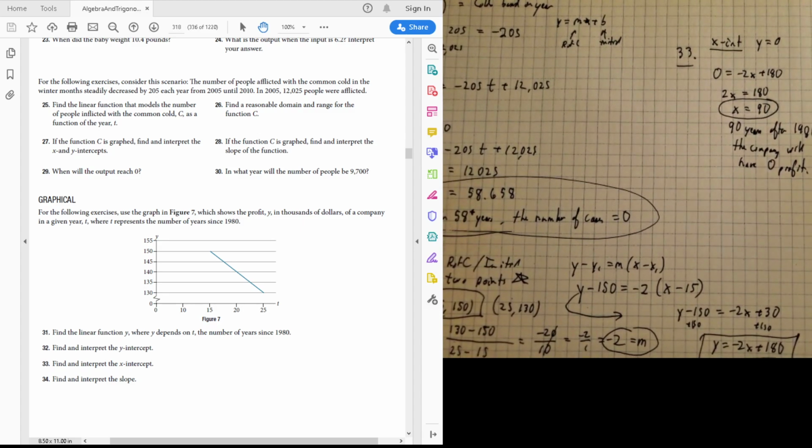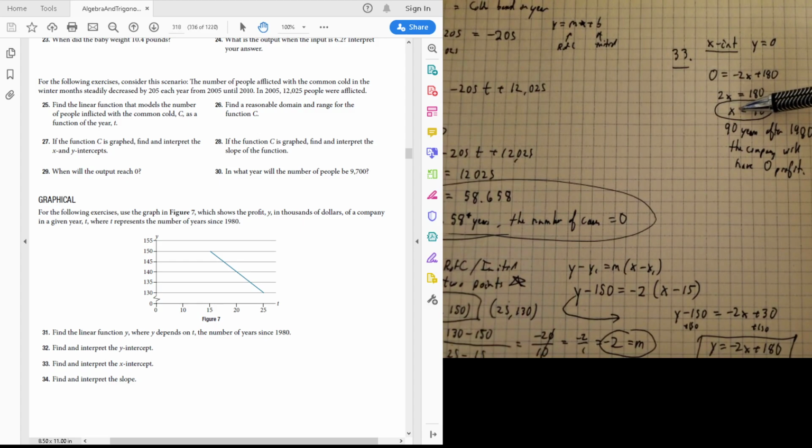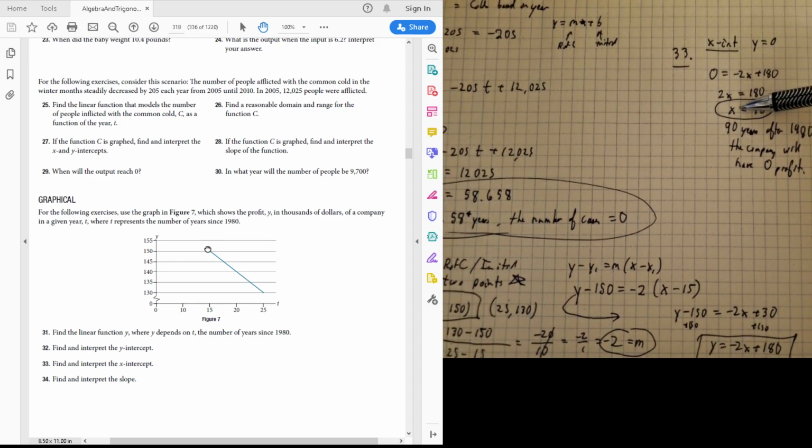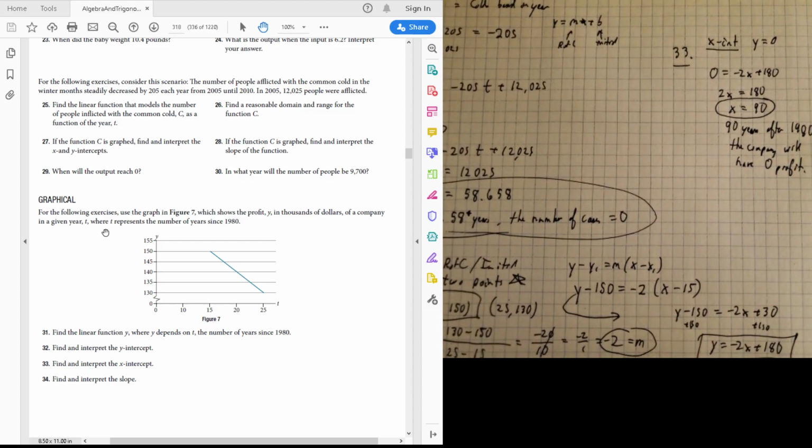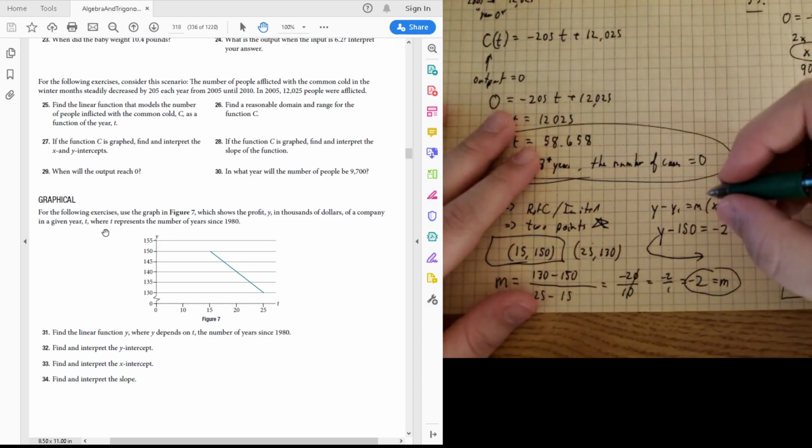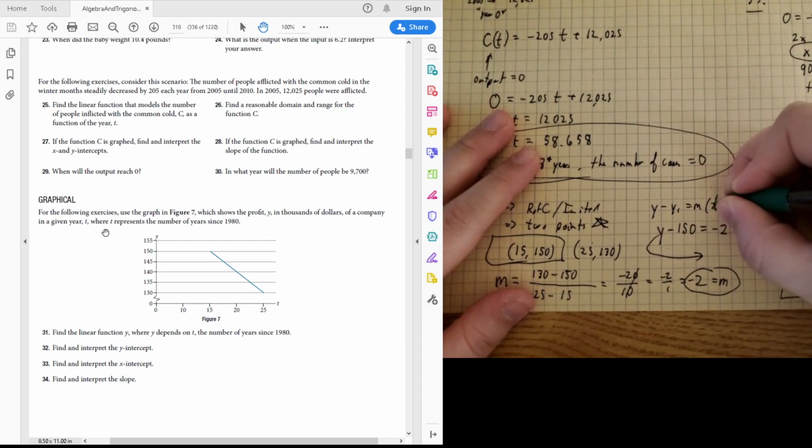How do I know that's what's happening? Well, x is representing the number of years. That's what it says in the problem. If you look over here, it says where t represents, oh wait, y in terms of dollars, as a company giving you t. Oh, I made a mistake. I shouldn't have x. I should have t.